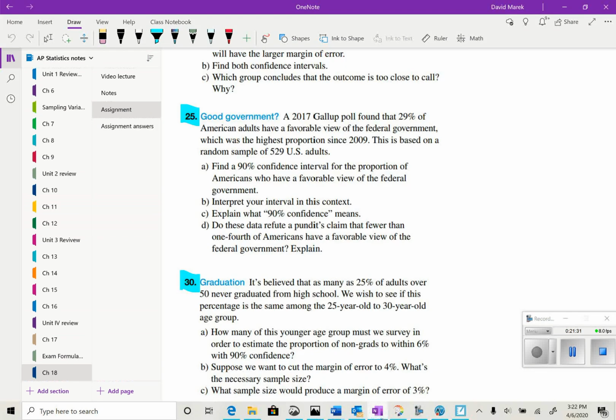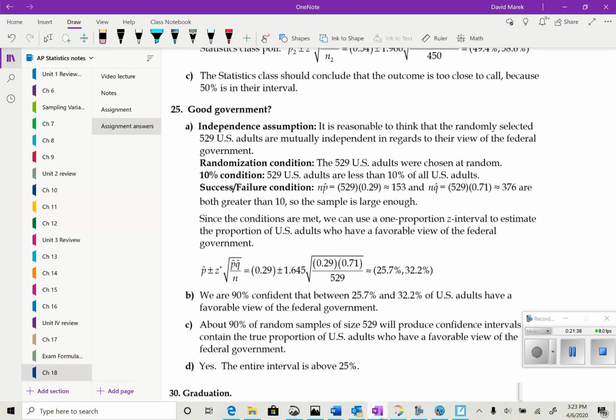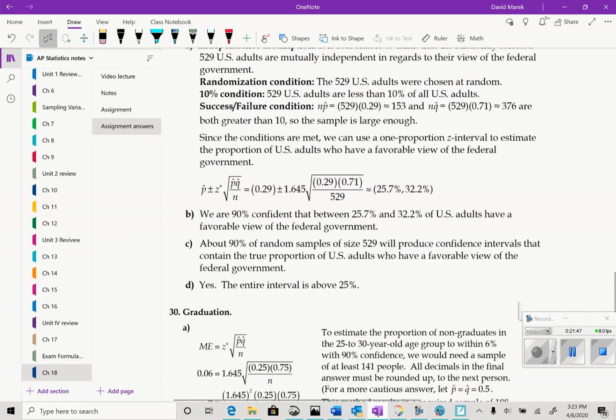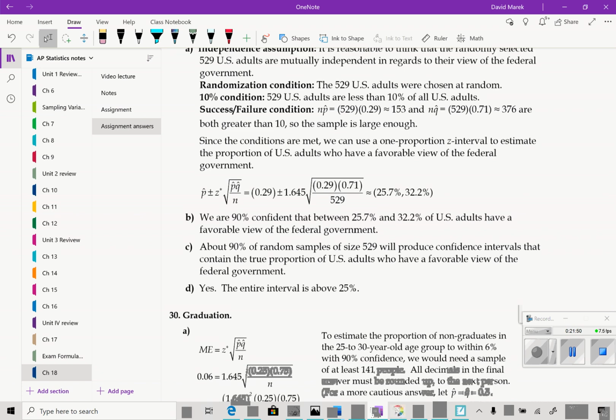The 90% confidence level means that, again, a random sample of the same size will produce confidence intervals that contain the true proportion of U.S. adults who have a favorable view of the federal government. Again, we're trying to capture it. We can't nail it down to just a single value. Here's this range for our 90% confidence interval based on this one survey. 90% of other random samples of the same size will also successfully capture that true proportion, even though we don't know what it is.